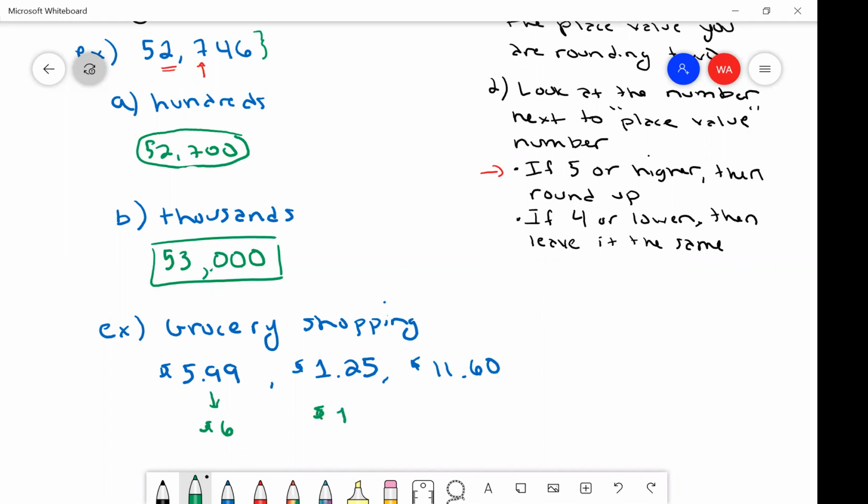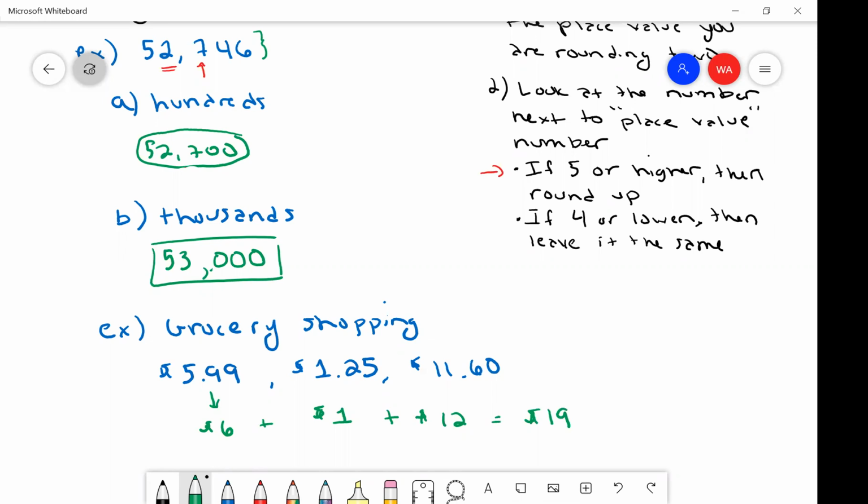125, let's just call that $1. It's closer to $1 than it is to $2. Okay. And then 11.60, that's 12 bucks. And so we could kind of add those up in our head and we're like, boom, $19. That's an estimate, a rough estimate. That's how rounding kind of works.